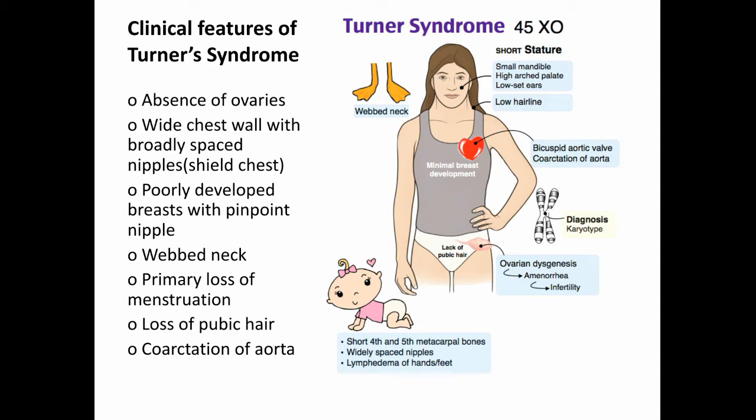So you just remember this particular picture and everything is given over here. You can easily make it out. And there is loss of pubic hair, that means the female like features are all lost in this case. And coarctation of aorta, I am not going into details of coarctation. You just remember that it is a congenital heart condition which occurs in this particular case. So these are the various clinical features.